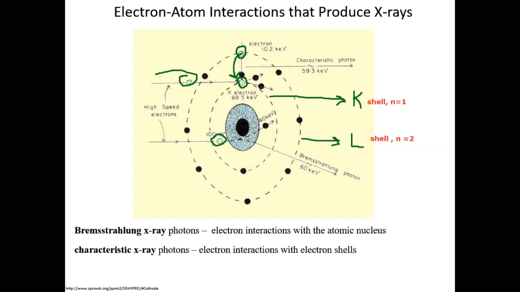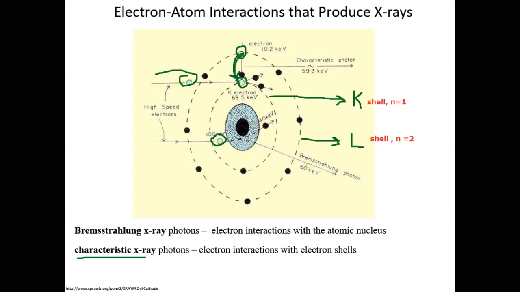So this is one way a high-speed electron can create X-rays, is by ejecting a lower shell electron, causing an upper shell electron to occupy. And as it comes back down to the lower energy state, it releases a characteristic X-ray. So those are called characteristic X-ray photons. And lots of these can be produced because it has a cascading effect.